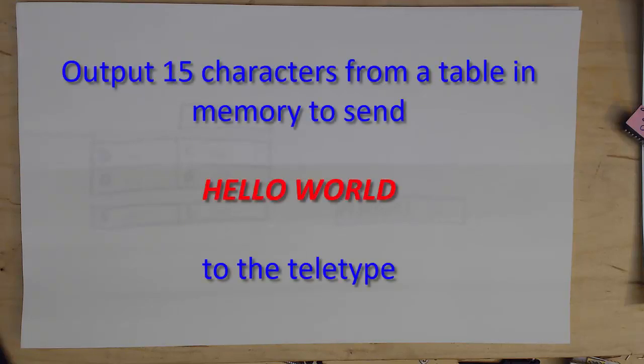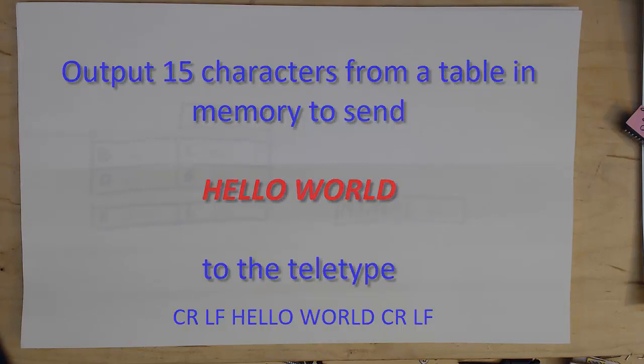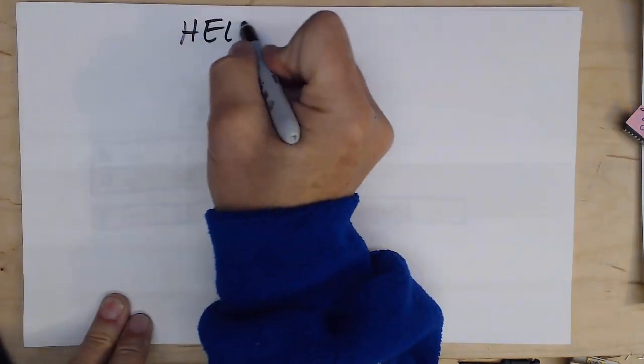We want to output 15 characters. The 15 characters we're going to output are a carriage return and line feed, then hello and a space and world, and then another carriage return and line feed. So this will put the hello world on its own line. Okay, these are the steps we're going to do for our hello world.